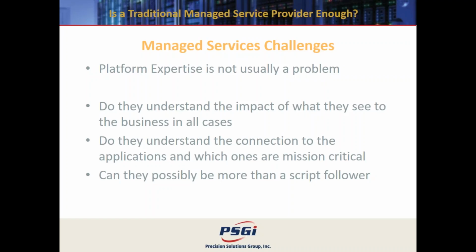More than likely in the traditional case, that is. And as a very simple example, so much of computer operations, which is part of the MSP's job, is following scripts and just making sure those issues are taken care of. It's very tactical. You take care of the issue, you follow the rule, you follow the process. Those things are necessary, but it's all very tactical. Can we move from that model a little bit and maybe think a little bit more strategically?